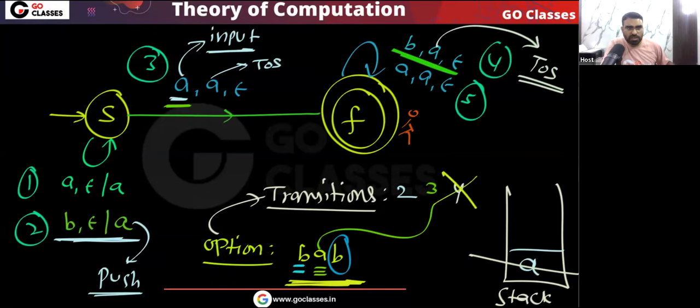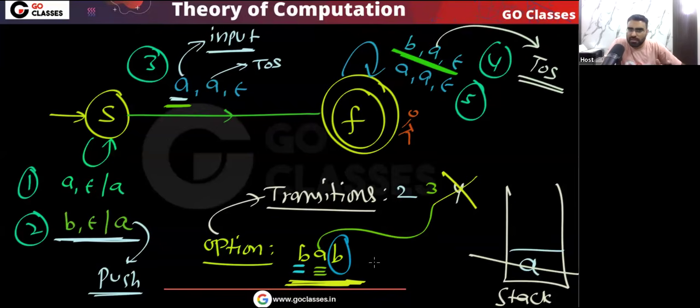Basically, I cannot consume the entire string. I hope you understood. Because remember, if I want to take transition 4, then top of the stack must be A. But the stack is empty. So I cannot consume the entire string. So that is the reason this string is rejected.